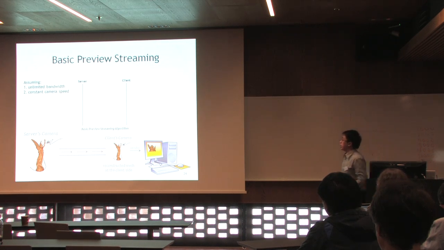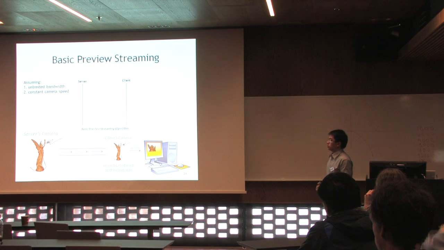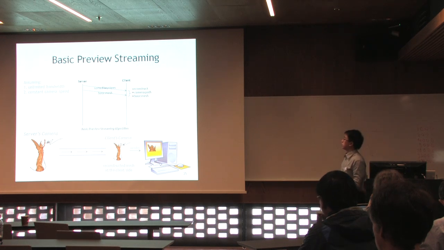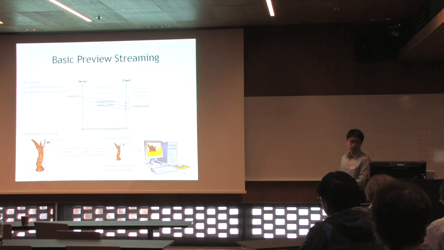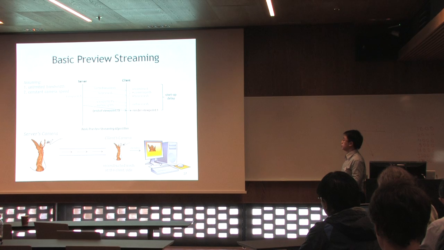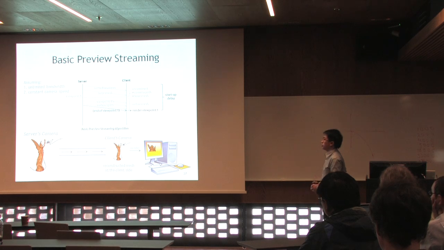Okay, in this basic preview streaming algorithm, we are actually assuming the ideal case. First, the bandwidth is unlimited, and second, the server and the client's camera speed is constant and the same. At the very beginning, the server will send the sorted key views and the base mesh to the client. Then the client can reconstruct the camera path and the base mesh. For each viewpoint on the camera path, the server will send the visible vertex splits, and then the client can refine the mesh after receiving these vertex splits. Once the client receives all the data of one viewpoint, the client can render this viewpoint to play back the preview. The startup delay is the time taken for the client's camera to buffer the first viewpoint.